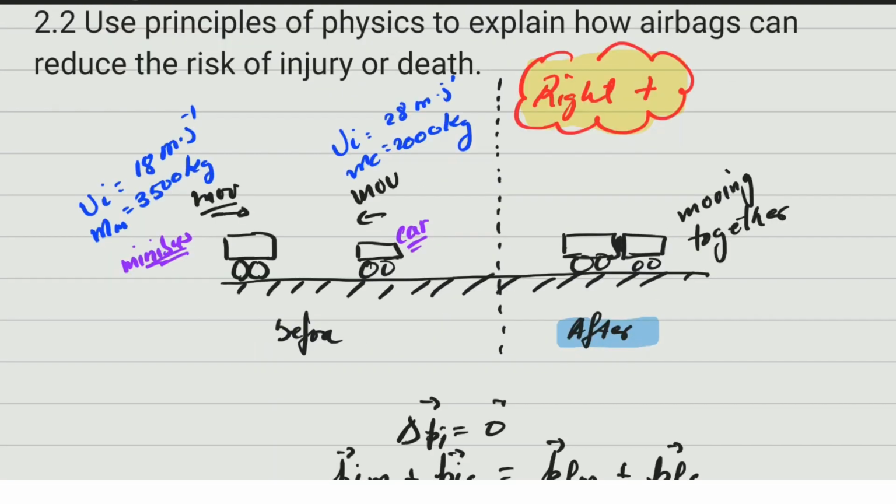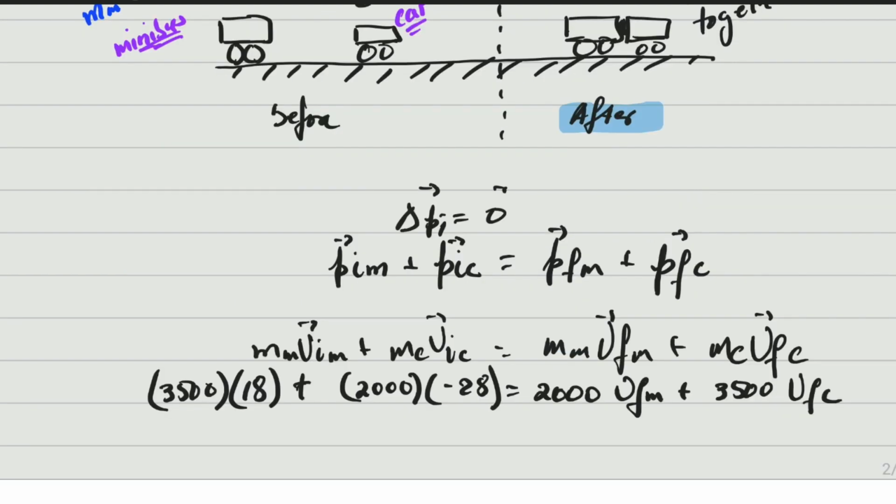If the right is positive, that means that the velocity of the car is going to be negative because it's to the left, and the velocity of the minibus is positive. So if we substitute here, we have 3500, which is the mass of the minibus, multiplied by the velocity of the minibus, plus 2000, which is the mass of the car, multiplied by the initial velocity of the car, which is negative because it's to the left. So the rest of this is just the calculation.